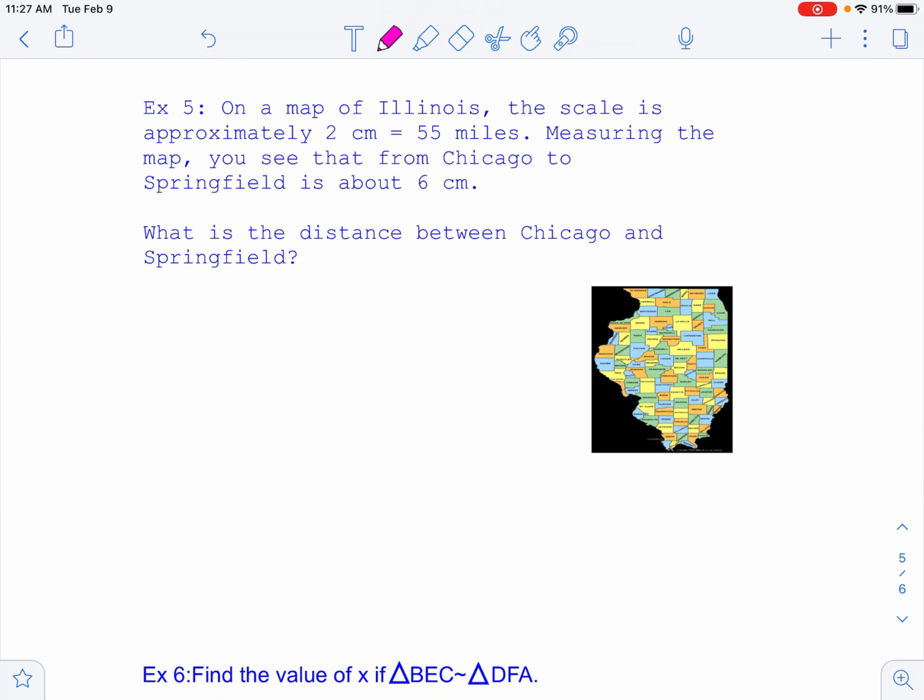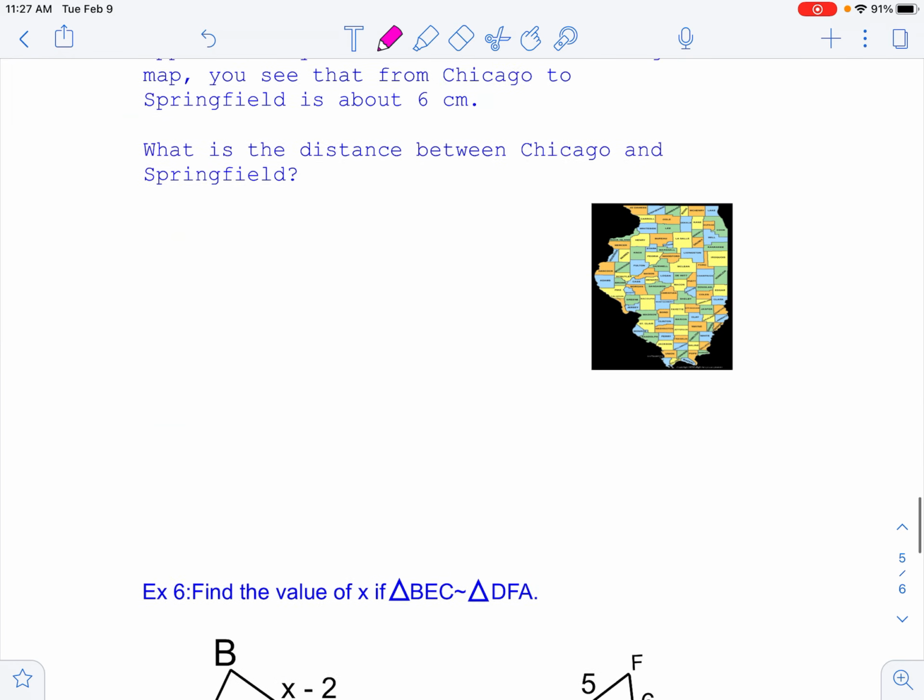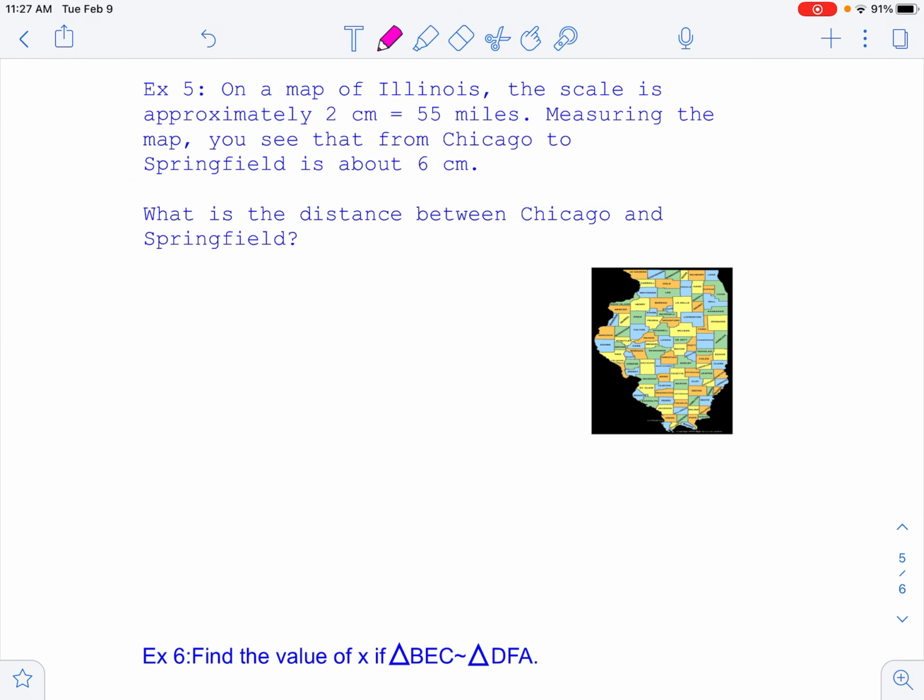Okay, next one is a word problem, but it's actually a lot easier than what we just did. It says, on a map of Illinois, the scale is approximately 2 centimeters is equal to 55 miles. Measuring the map, you can see that from Chicago to Springfield is about 6 centimeters. What's the distance between Chicago and Springfield? So we do want to use a proportion to do this. Some people always say, well, I just did this instead of doing that. When I give you decimals, it's not as easy. So please make sure you're using proportions.